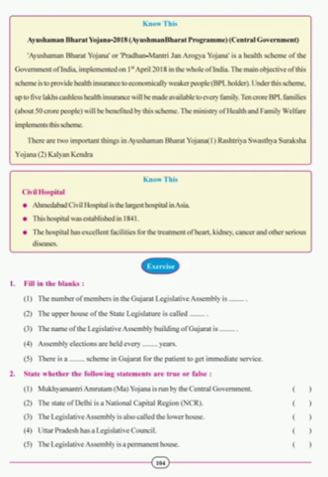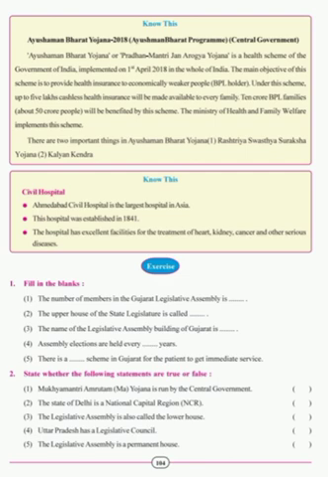Know this. Now there's a list of main hospitals given here. Ahmedabad Civil Hospital is the largest hospital in Asia. This hospital was established in 1841. The hospital has excellent facilities for the treatment of heart, kidney, cancer and other serious diseases. So students, this was chapter number 16, State Government.